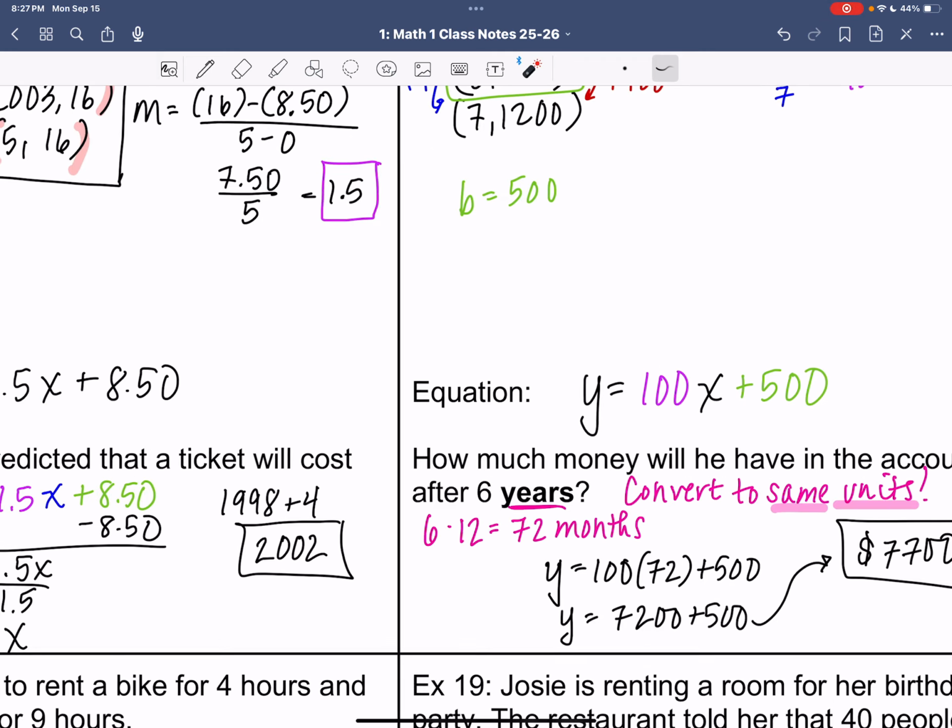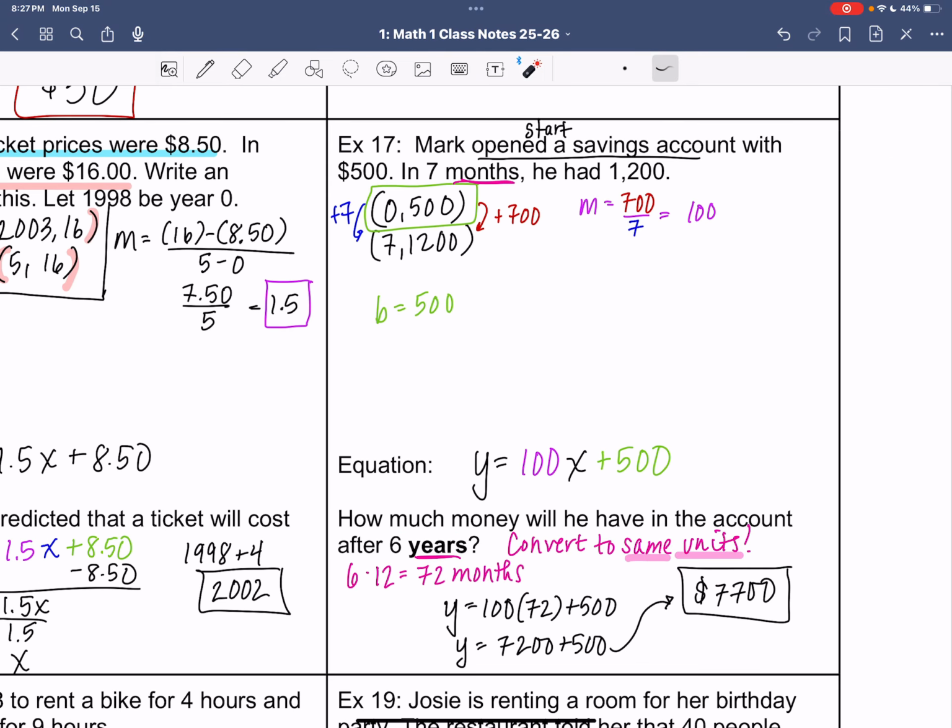All right. I got this one set up for you because there is a trick. Mark opened, so he started, this is your starting part, a savings account with $500. So that's where my ordered pair, 0 and 500, came in. In 7 months, he had $1,200. So again, this information is related, so I made it out of an ordered pair. So if you did this correctly, your slope should be 100.